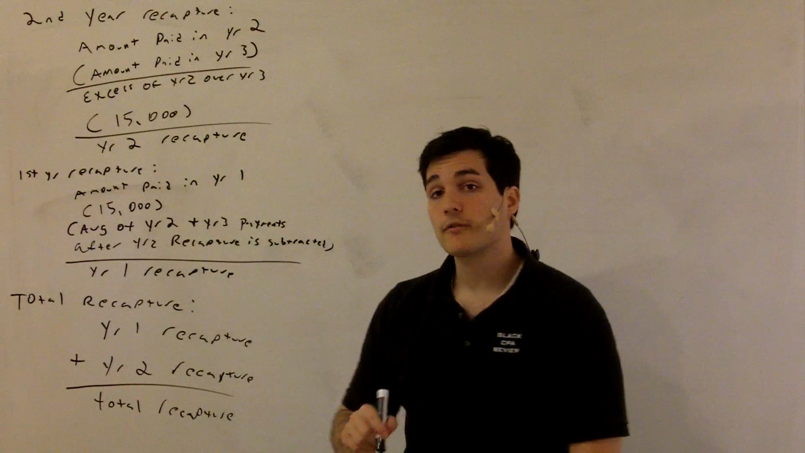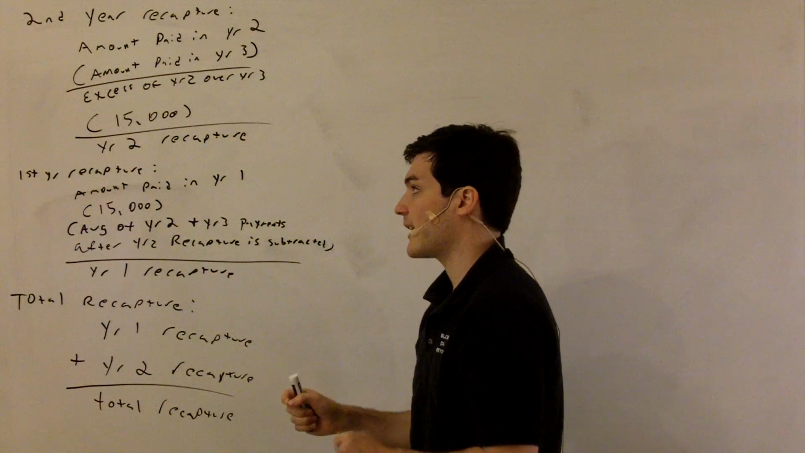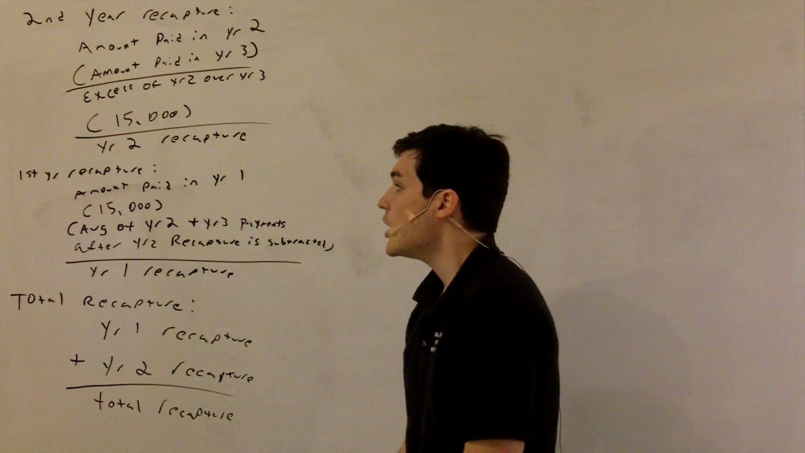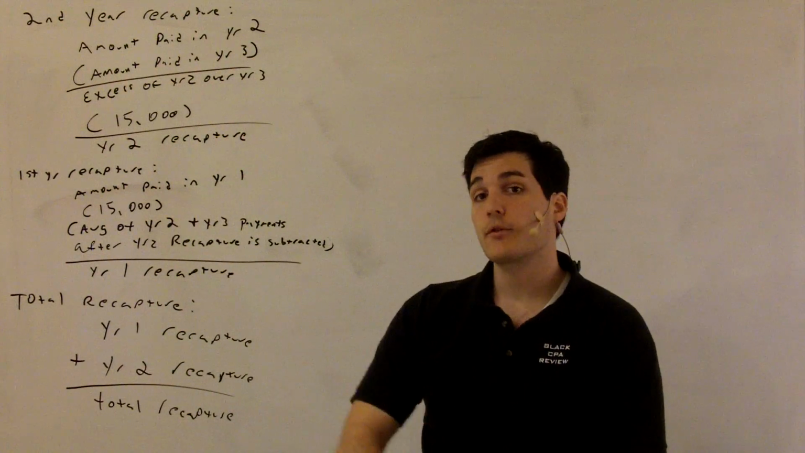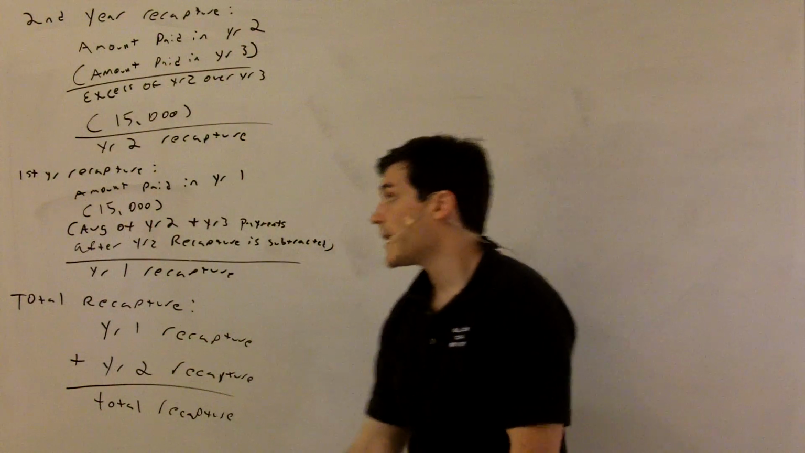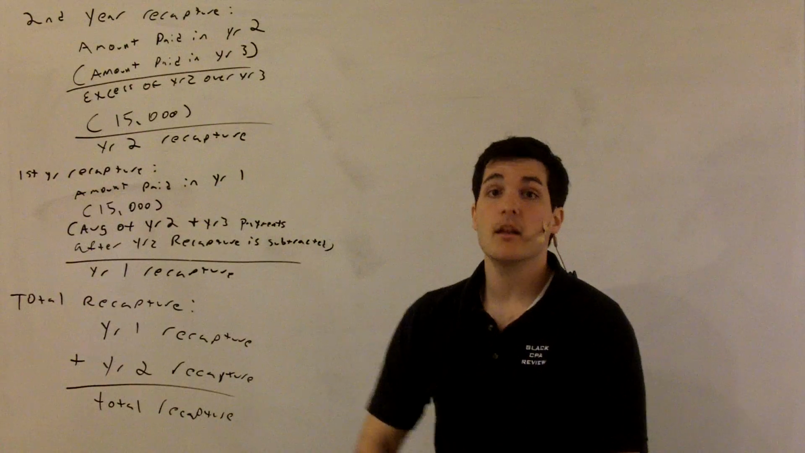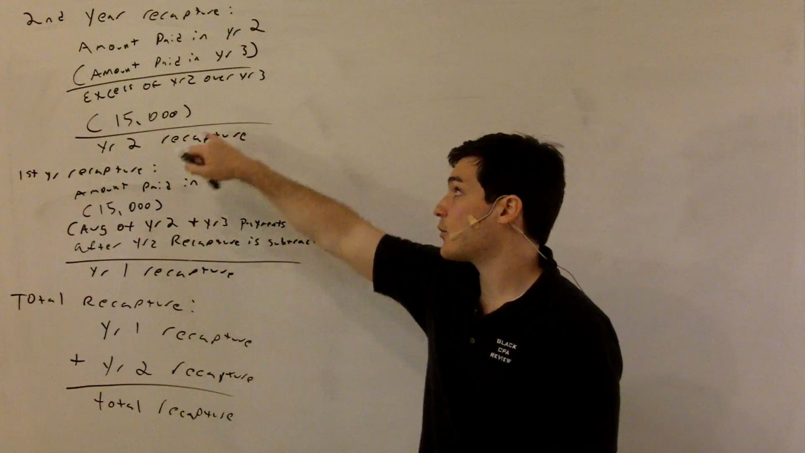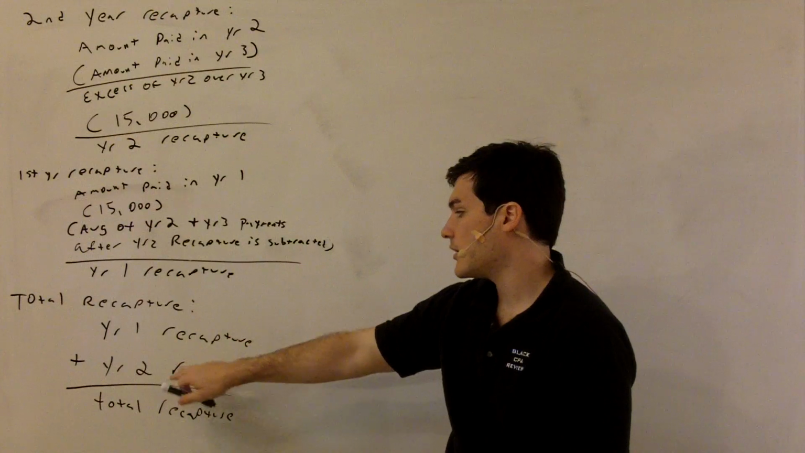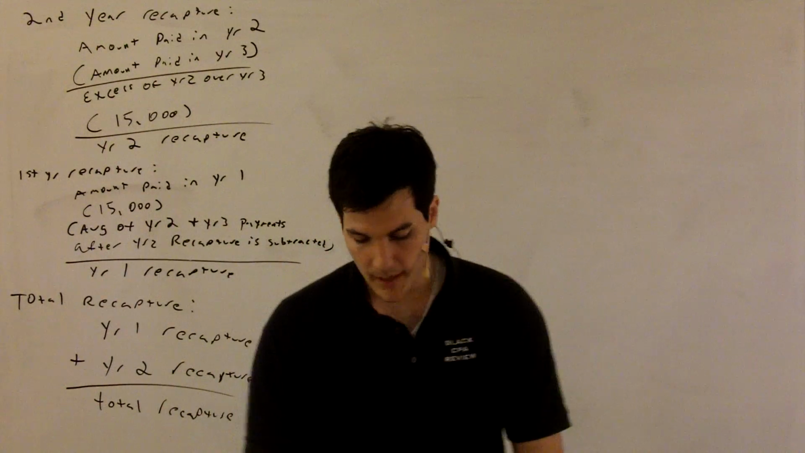Okay? Now, we've got our first year recapture. You have to calculate second year recapture before you can calculate first year recapture. So what you're going to do to find first year recapture is take the amount paid in year 1, subtract $15,000. Now this is where you need year 2 recapture. You're also going to subtract the average of year 2 and year 3 payments after you subtract the amount of year 2 recapture that was calculated here. Okay? So from the amount you paid in year 1, you're going to subtract $15,000. You're going to also subtract the average of your year 2 payment, your year 3 payment, less your second year recapture. That's going to give you your year 1 recapture. To find your total recapture for year 3, you're going to take year 1 and year 2, add them together, you get your total recapture.